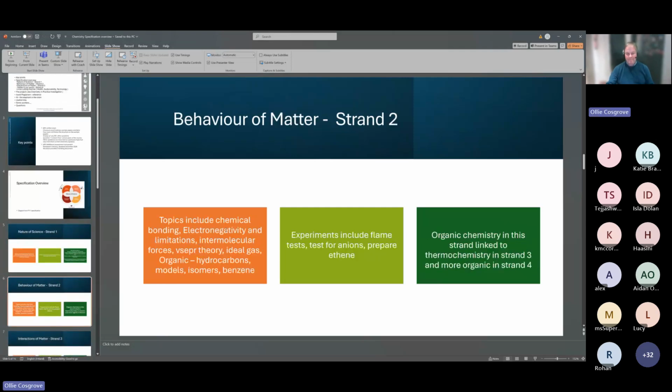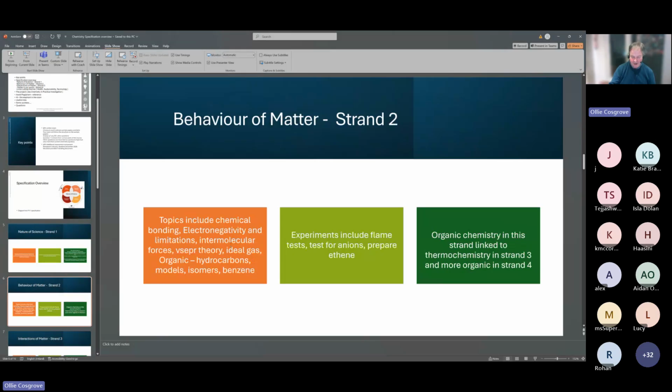Okay, so behavioral matter then, the topics, I suppose there's a big emphasis on chemical bonding. Now, none of this has really changed at all from the old syllabus. So that means that past exam papers for the old syllabus will be useful practice for this as well.